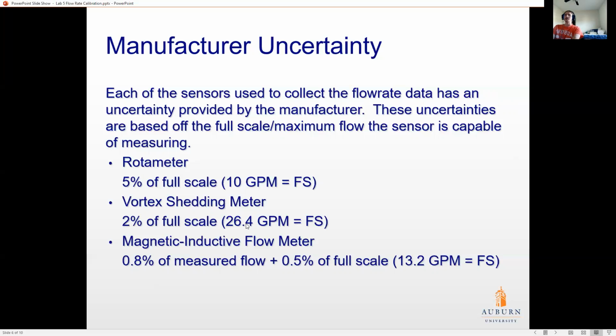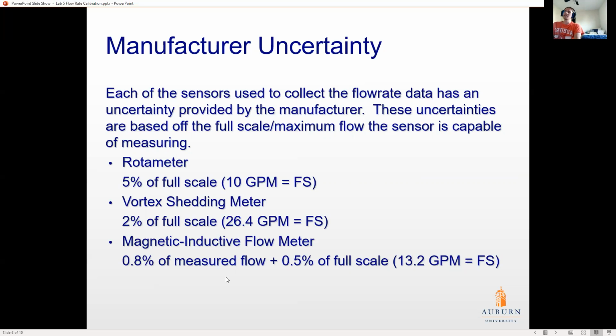The vortex shedding meter and the magnetic inductance meter have different max flows that they can measure, so pay attention to that. The full scale is not the same for all the sensors. The full scale is the max value, the max flow that that individual sensor can read. For the vortex shedding meter, it's 2% of 26.4 gallons per minute. If you look at it, it ends up being slightly more than 0.5, because 1% would be 0.264 gallons per minute, so 2% is twice that.